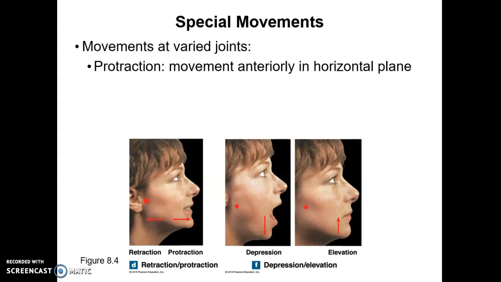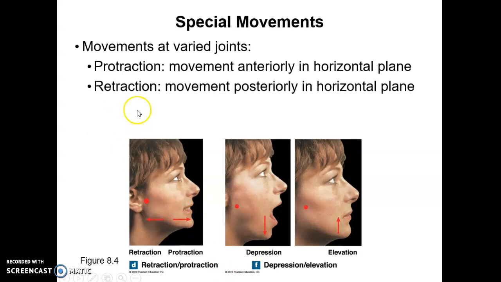With protraction, you're moving anteriorly along a horizontal plane. So if you're jutting your jaw forward, you're doing protraction. Retraction is the opposite, movement posteriorly along a similar plane. Like if you're moving your jaw back, you can protract your jaw somewhat.